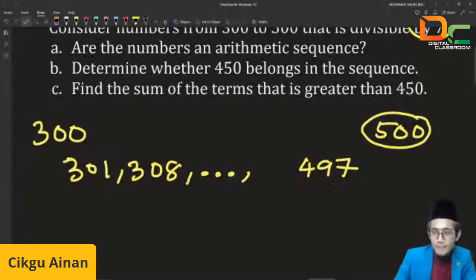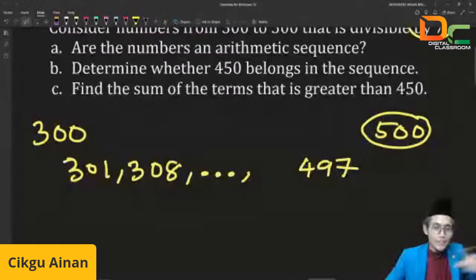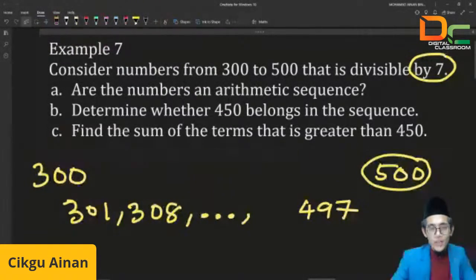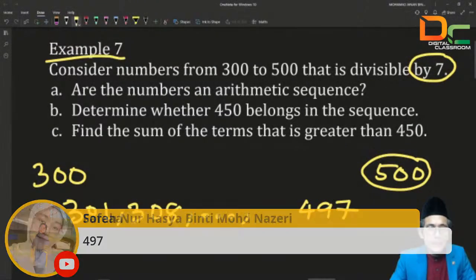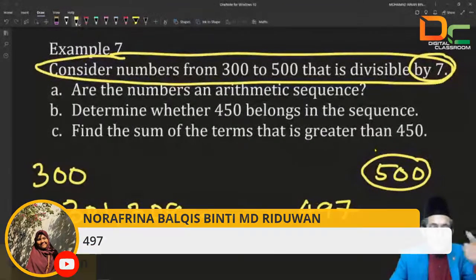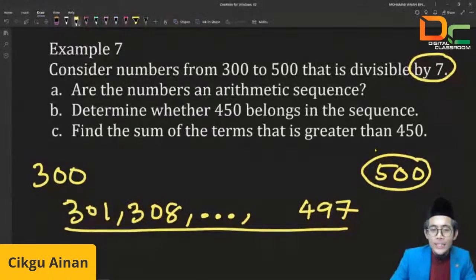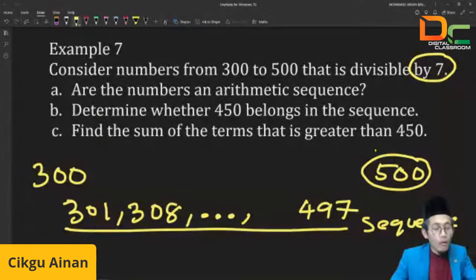Okay, now, the first part of the question. Are the numbers an arithmetic sequence? This one very different from the previous one. Because, you see over here, consider the number that is divisible by 7. We are listing the numbers only. After we list, we know this is a sequence. Kita tahulah, oh sequence. Sebab apa? Nombor tu beratur, ada comma. Okay, fine. But, we don't know this number is arithmetic or geometric.